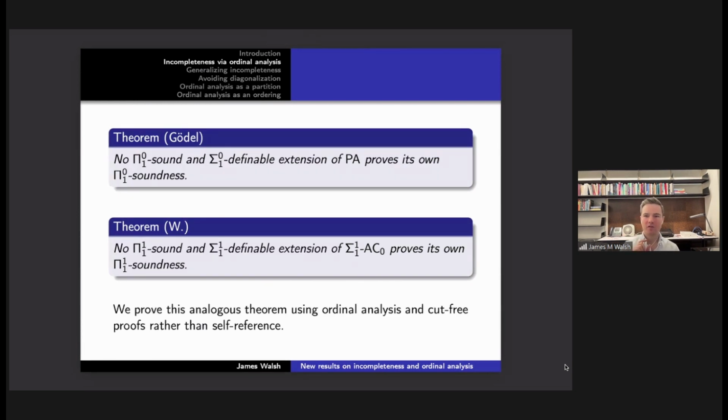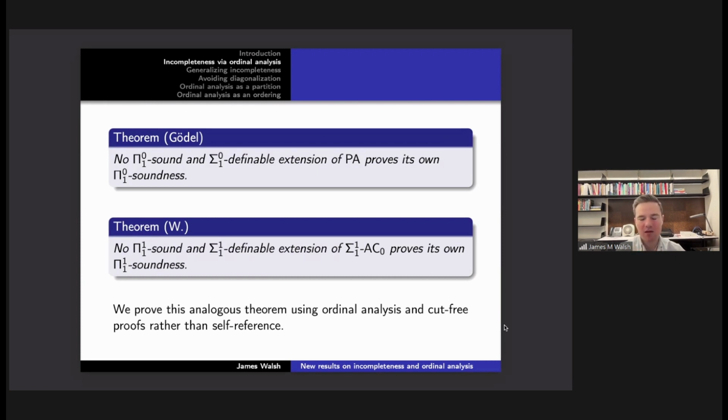And the proof of this result uses Gentzen-style methods, right? So this analogous theorem in the setting of second-order arithmetic, the proof uses ordinal analysis. It uses sort of an analysis of cut-free proofs. So Gentzen-style techniques, but it does not use self-reference. So what we have here is a form of the second incompleteness theorem, which has some generality the way Gödel's does, right? It applies to this broad class of theories, but the proof has more of the feeling of Gentzen's argument.